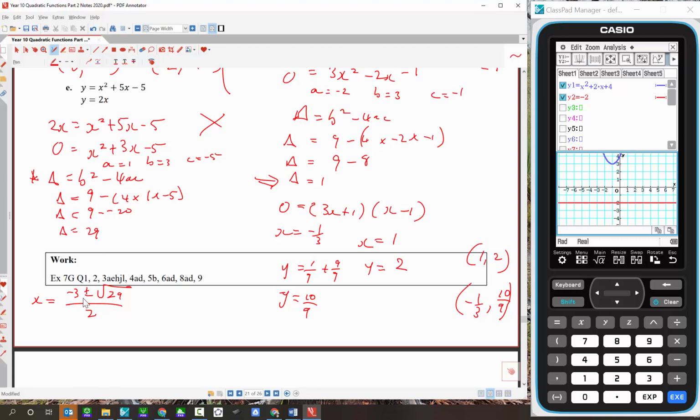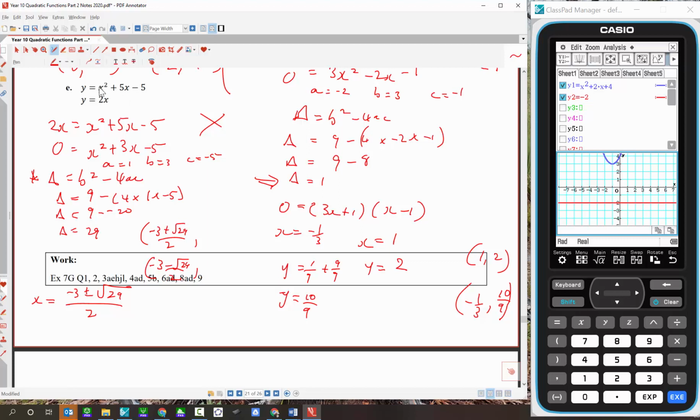All right, so there are our 2 solutions. One of the solutions is going to have an x value of -3 plus root 29 over 2. The other solution, and I'm just drawing all over my notes here, -3 take root 29 over 2, comma. Now what we've got to do is substitute that x value into one of these functions.